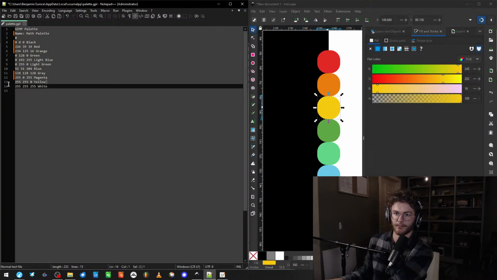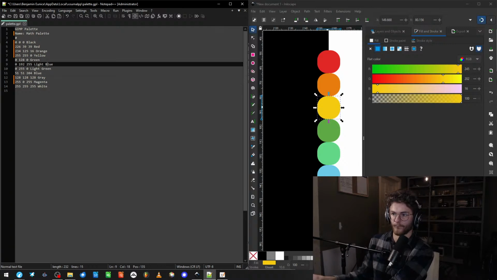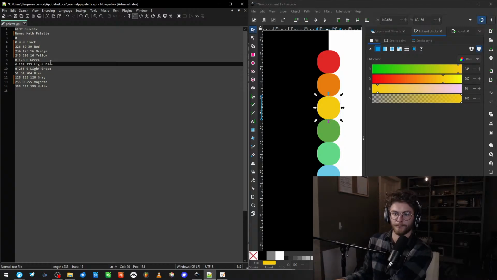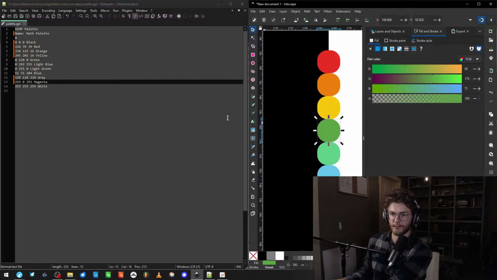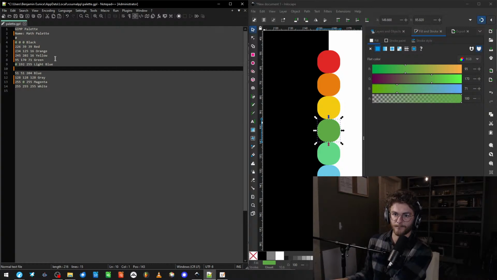That yellow. Yellow is 245, 202, 16. The first green, the dark green, is going to be 95, 170, 71. Light green is next. We'll keep the color names for now.